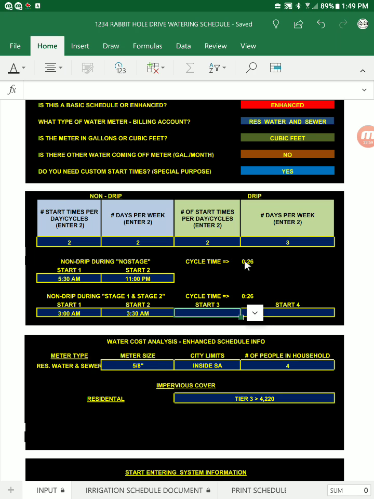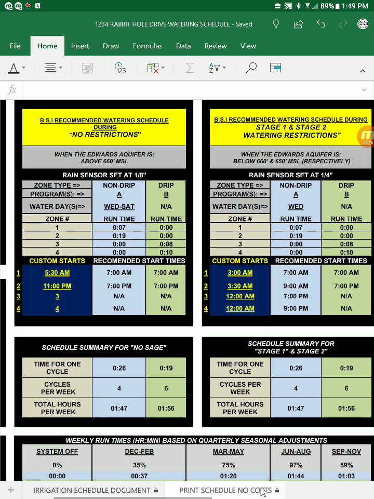Okay, so we only do custom start times for non-drip. That's sprays and rotors. So if we're doing custom start times for our schedule when we're not in restrictions, then we would put our 2 start times in over here. Like I said, what happens though is, no matter when we go into watering restrictions, this guy here changes into 4 start times.